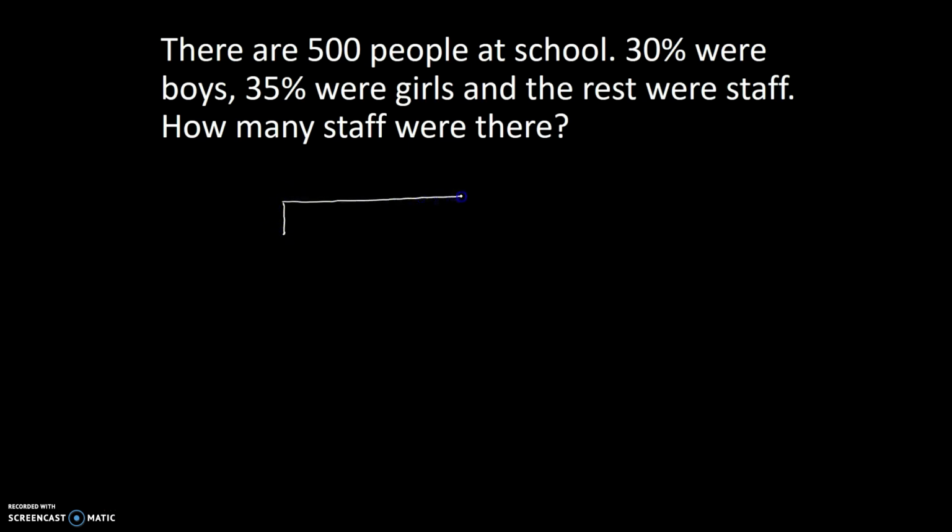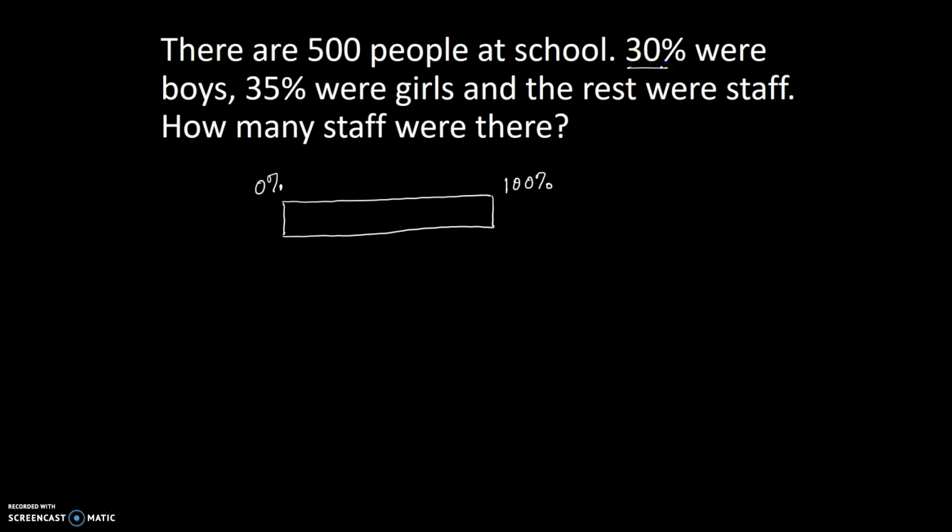Well, what I would do is I would start by drawing a bar model to show my whole, and I would point out that 100% is the entire population of the school. Then I would look back in my word problem and I would see that 30% were boys, 35% were girls, and the rest were staff. So I want to mark those on my bar model.